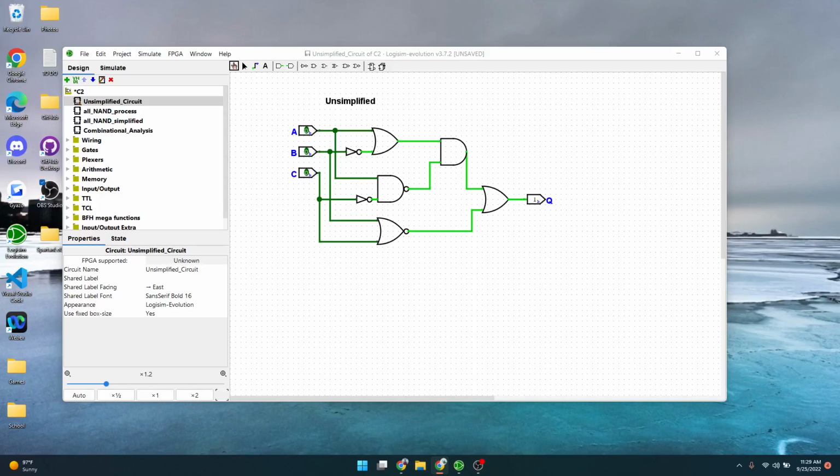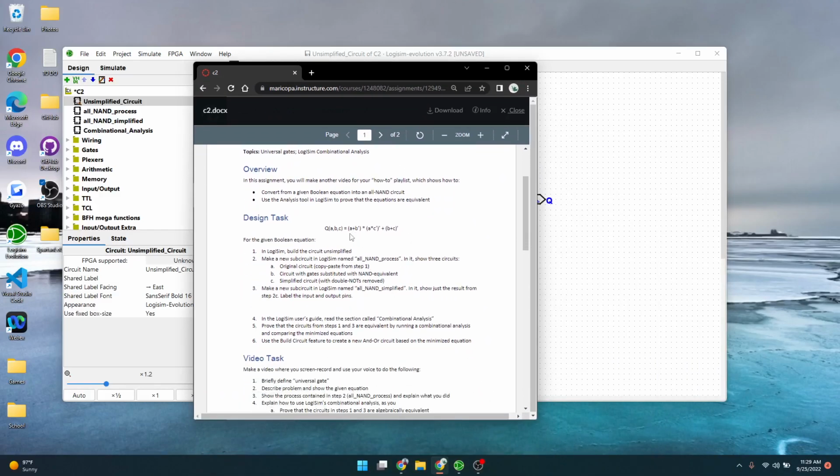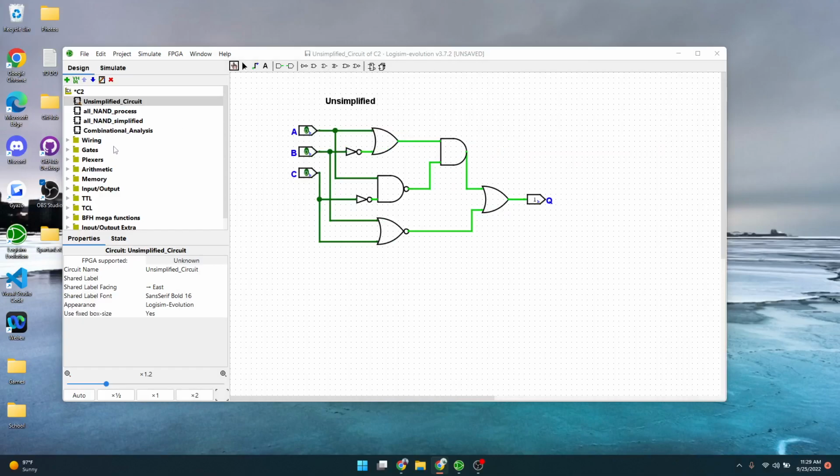In this task, given the topic of universal gates, we're given a Boolean equation, and we need to convert that Boolean equation into a circuit, and then that circuit into an all NAND circuit. I'll bring it up on the screen. We're given this equation here: A or B prime, and A and C prime, primed, or B or C quantity primed. And I took that equation and made it in Logisim.